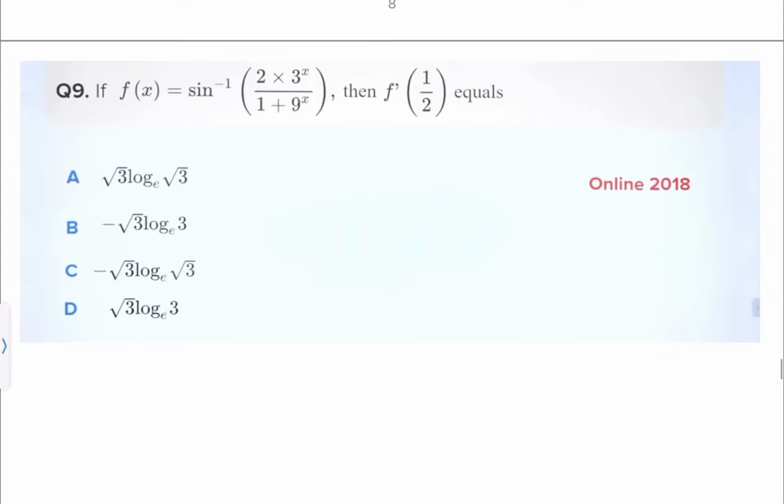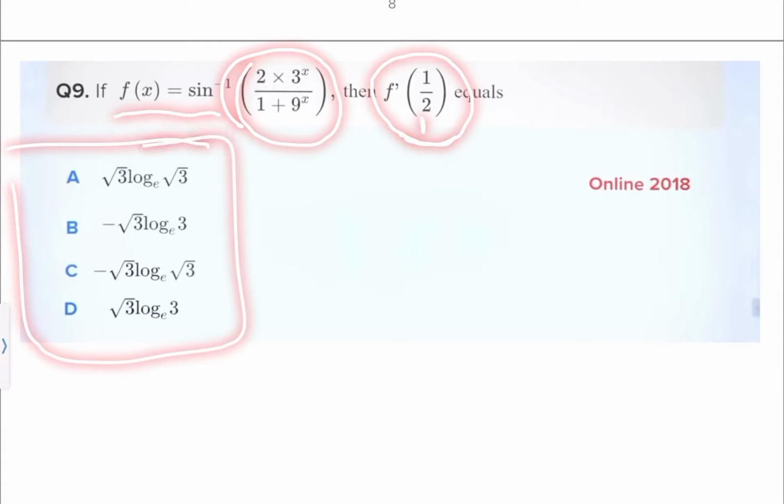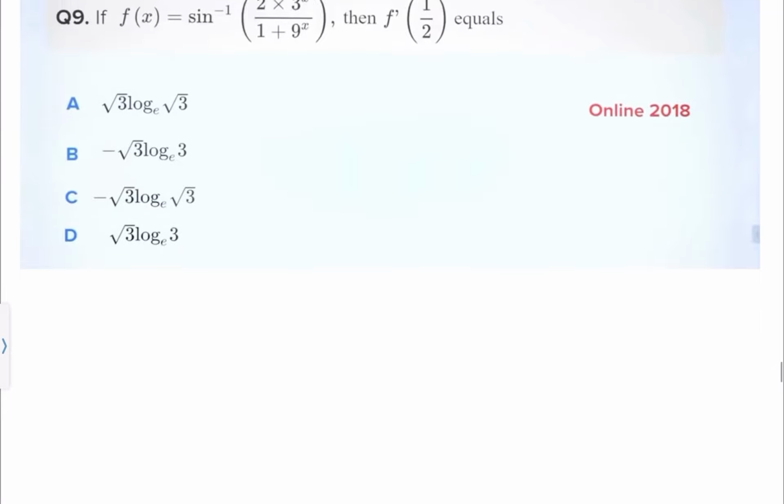Our 9th question is, if f(x) equals sine inverse of this thing, then we need to find the first differentiation at the value half, and again we need to choose the correct value from this given set of options.